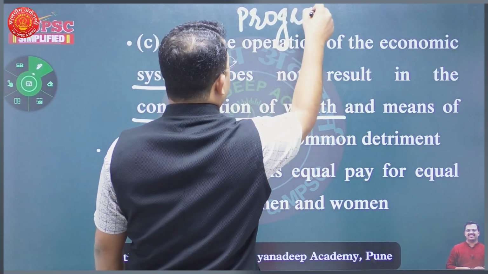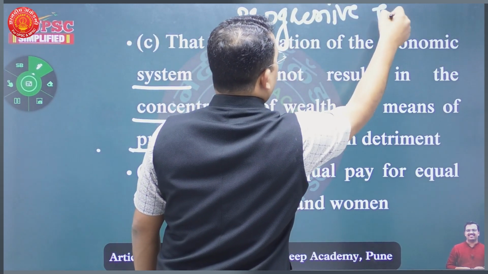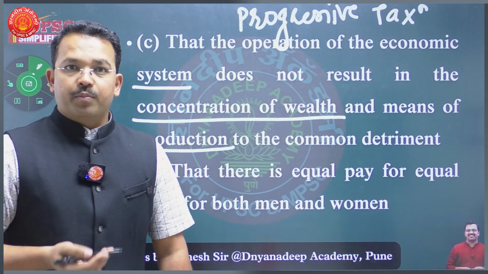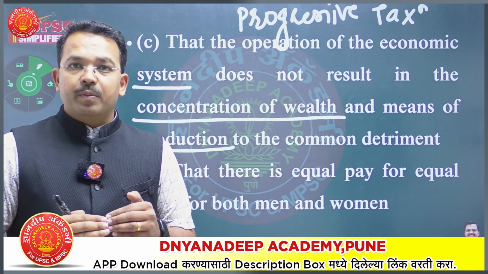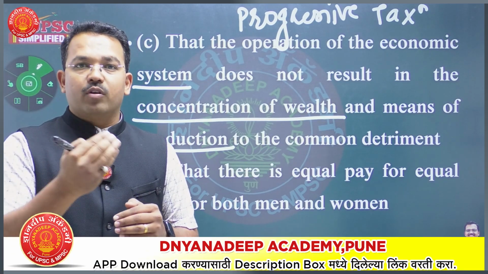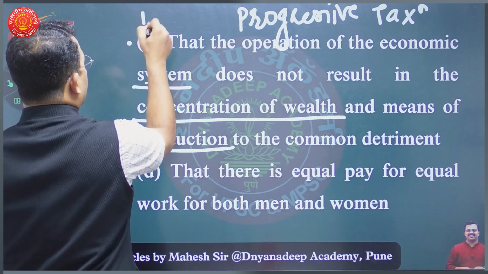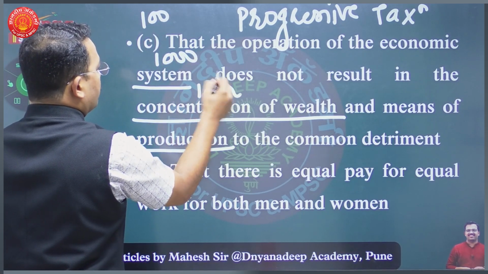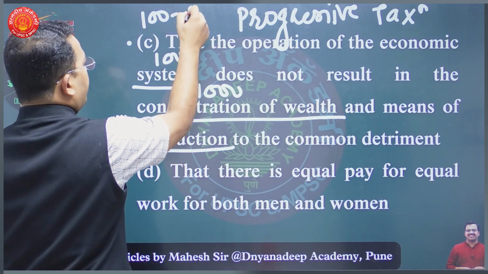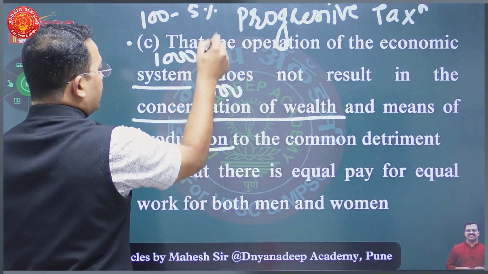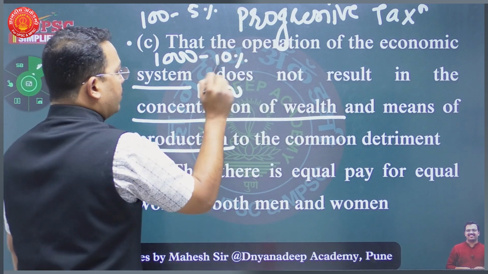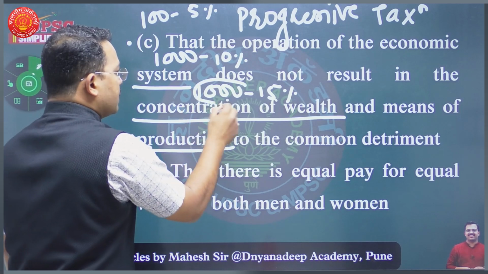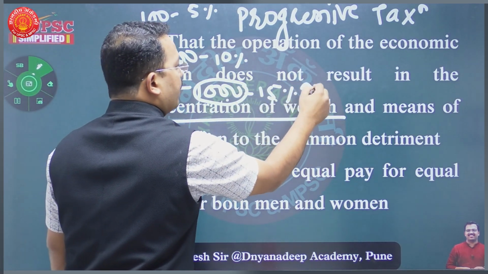What is the meaning of progressive taxation? It means those people who earn more should be taxed more. For example, if a person is earning 100 rupees, second is earning 1000 rupees, third one is earning 10,000 rupees. So for 100 rupees, there shall be 5% tax. For 1000, there shall be 10% tax. For 10,000, there will be 15% tax. So as income increases, we are going to increase the rate of tax.